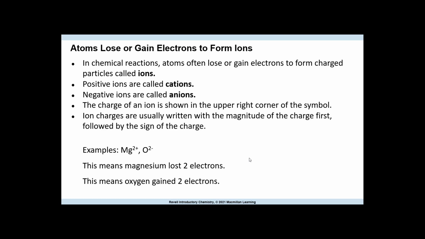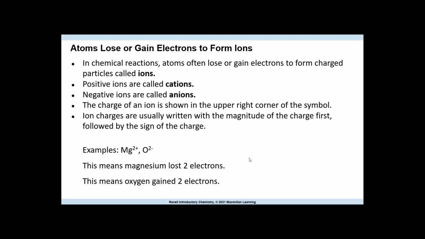Another terminology, positive ions are called cations. So if you ever hear the term cation, that means you're dealing with a positively charged ion. Negative ions are called anions. Those mean you're dealing only with negatively charged ions. Or you can just go the general standard way of magnesium ion or fluorine ion. The charge of an ion is shown in the upper right hand corner of the symbol.